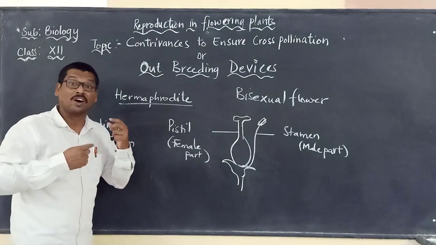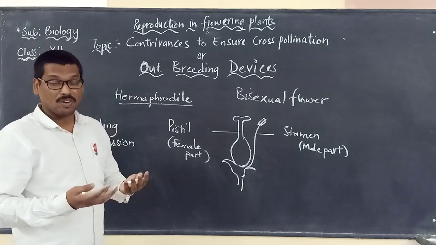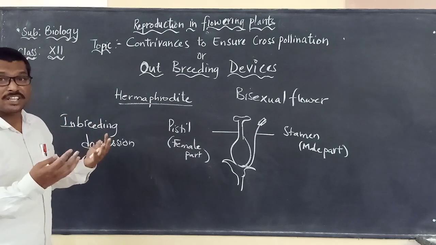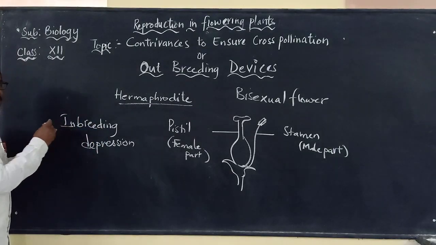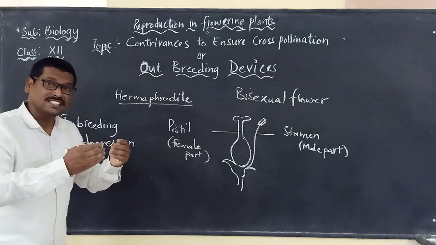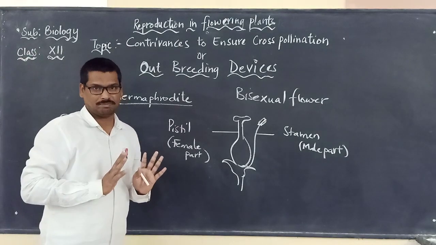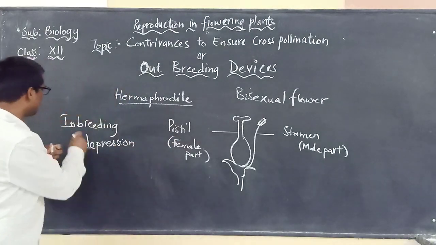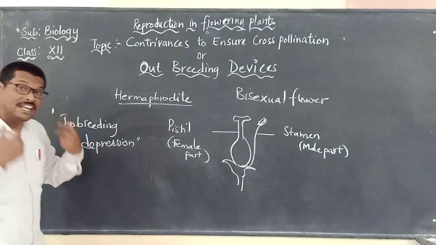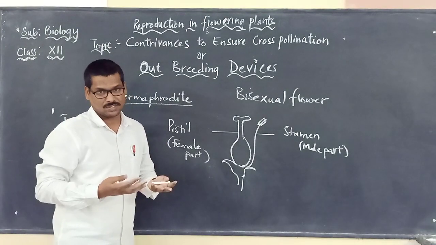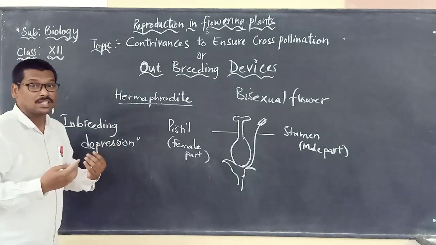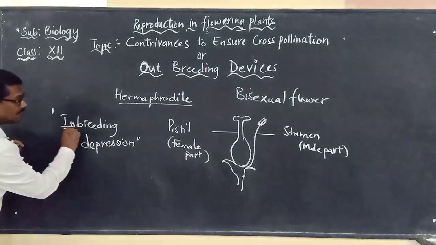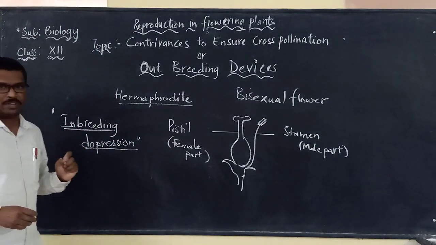It is the inability of an organism to reproduce, because it reduces its fertility. The inability of an organism to reproduce is called inbreeding depression, which leads to a decrease in productivity and fertilization. So what we have to remember is that inbreeding depression means the inability of an organism to reproduce, because its fertility is reduced. That is the point you have to keep in mind.